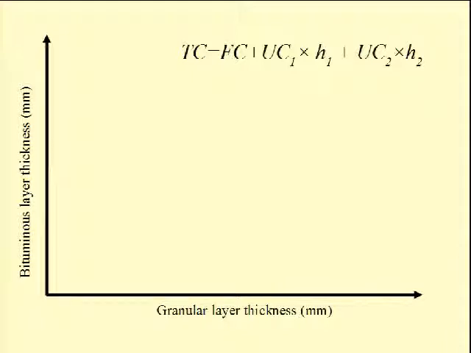So we can think of it in this way: if we just look at the bituminous layer thickness and the granular layer thickness, and suggest that there is a formula which may exist, that the total cost of a pavement is equal to fixed cost plus the unit cost of H1, where H1 is the thickness of the bituminous layer, plus the unit cost per unit thickness times the thickness of the granular layer. You may say that this is arguable because the cost is not actually linearly proportional. But so far, let's assume that this holds.